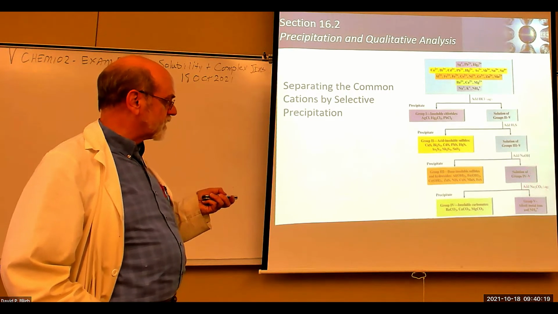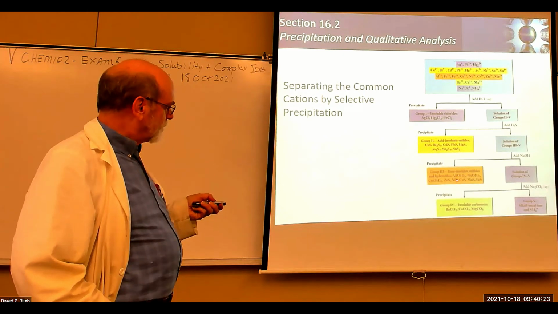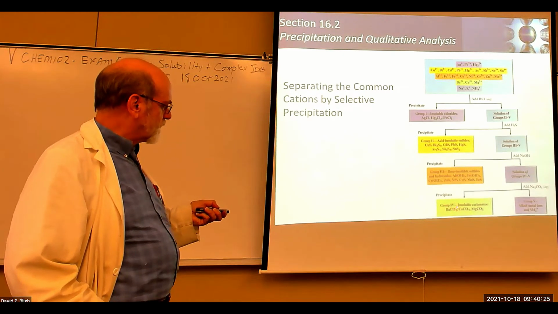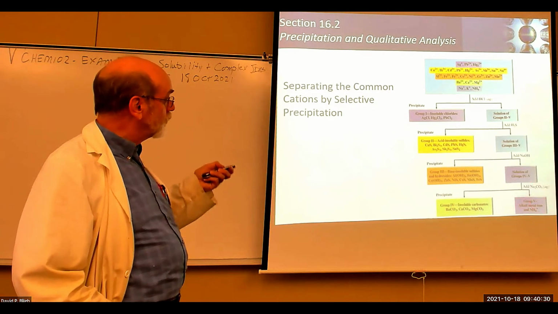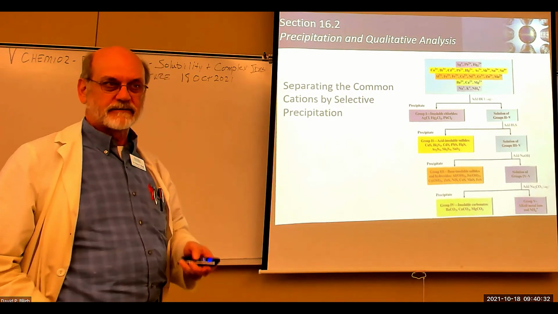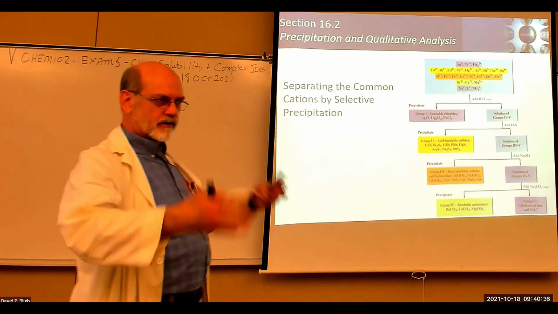It's already basic, so you can get sodium carbonate into solution fairly easily. And then the carbonates, barium, calcium, and magnesium carbonate come out of solution, and all you got left in this group is ammonium in solution. Now that's the first bulk separation.